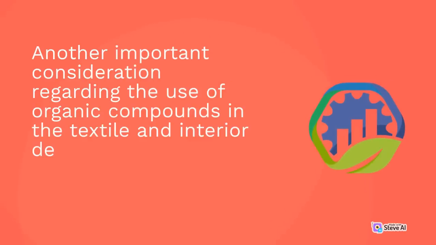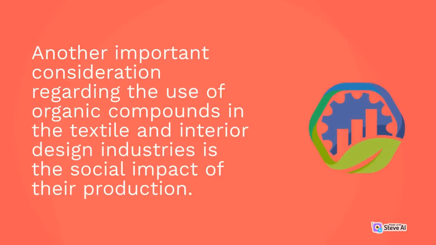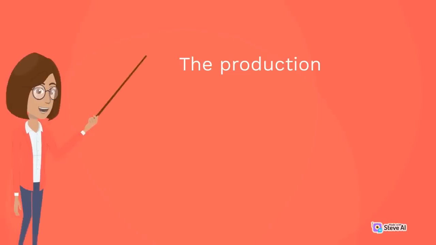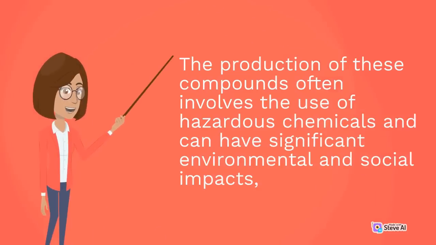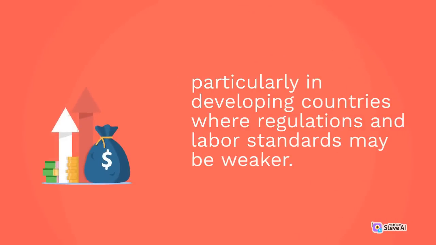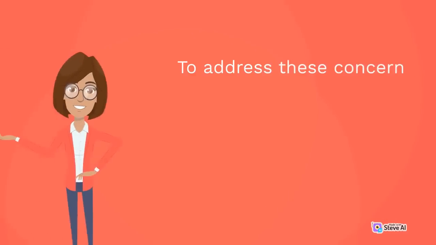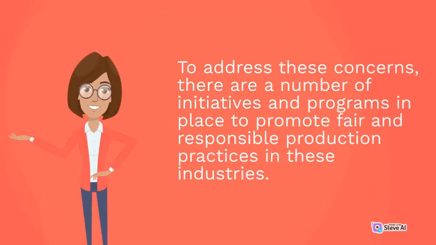Another important consideration regarding the use of organic compounds in the textile and interior design industries is the social impact of their production. The production of these compounds often involves the use of hazardous chemicals and can have significant environmental and social impacts, particularly in developing countries where regulations and labor standards may be weaker. To address these concerns, there are a number of initiatives and programs in place to promote fair and responsible production practices in these industries.